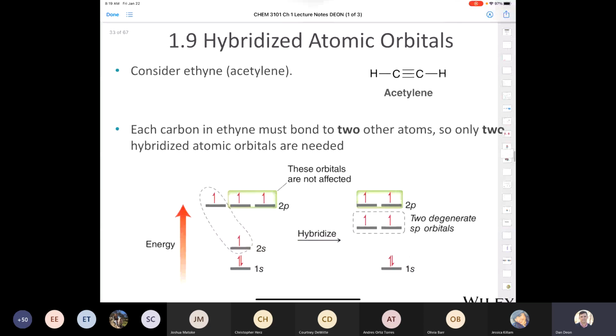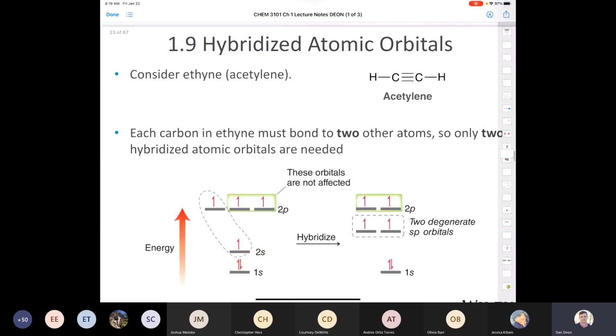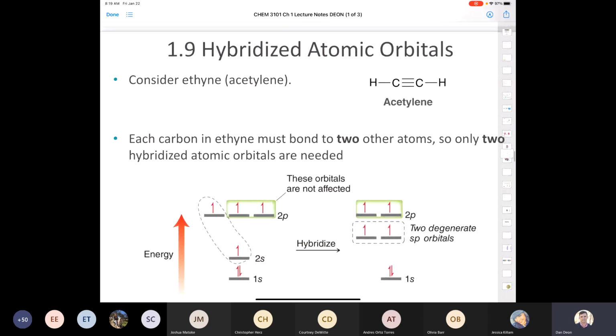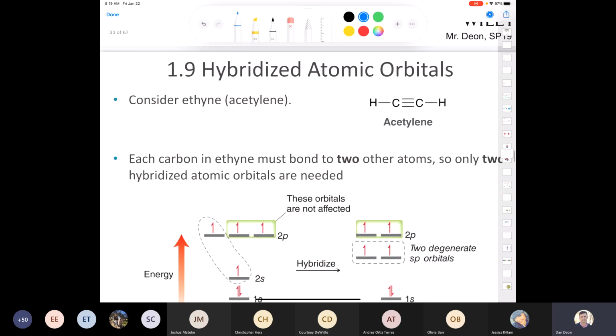Let's move on. What about acetylene? We know that carbon can form a triple bond, right? That's one of the reasons why there are so many organic compounds, because carbon can bond to itself. It can form single bonds, double bonds, triple bonds. Well, if I have acetylene, which is shown here, how does carbon have 2 degenerate orbitals so that it can adopt a linear molecular geometry? You should know that the bond angle here is 180 degrees.